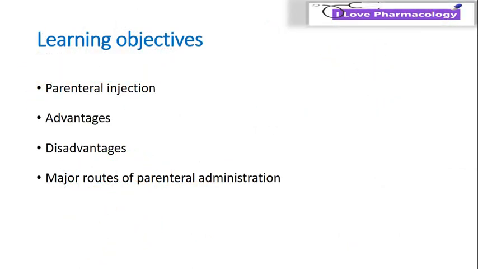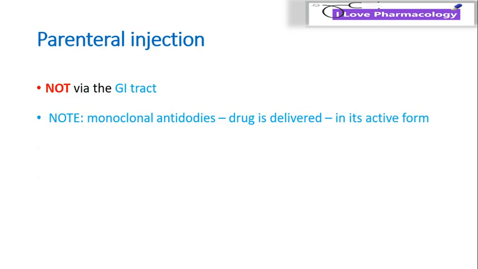Coming to the learning objectives, at the end of the session you should be able to answer the following: what is parenteral injection, what are the advantages and disadvantages, and the major routes of administration. Parenteral injections are drugs which are not given via the GI tract, so the absorption will not take place through the gastrointestinal tract.